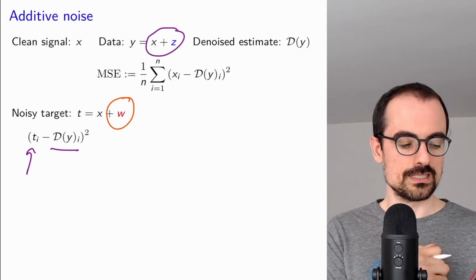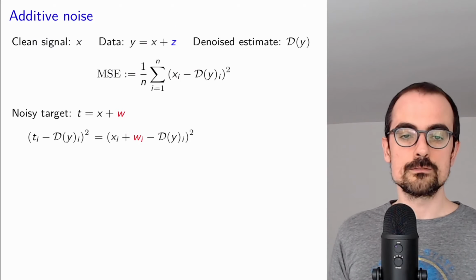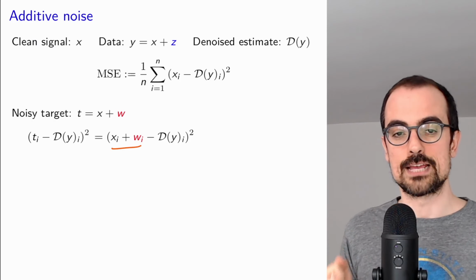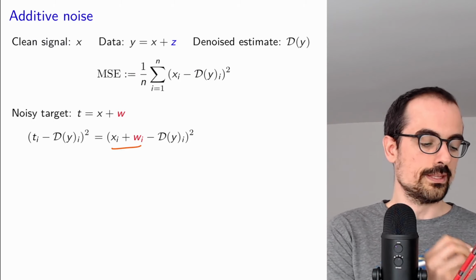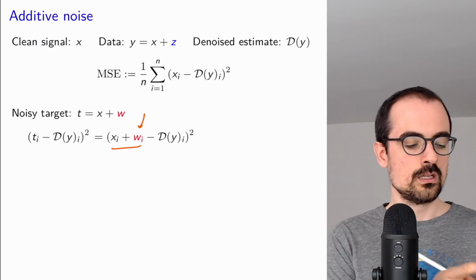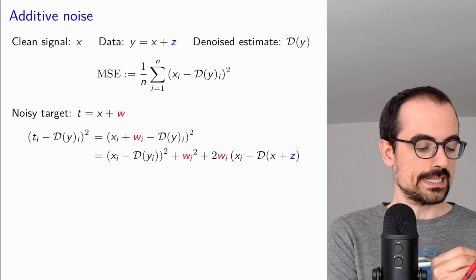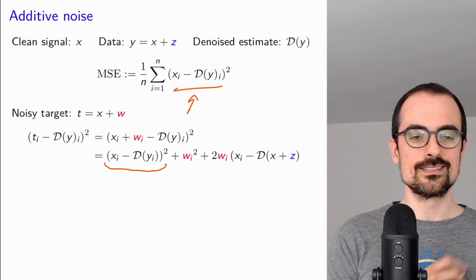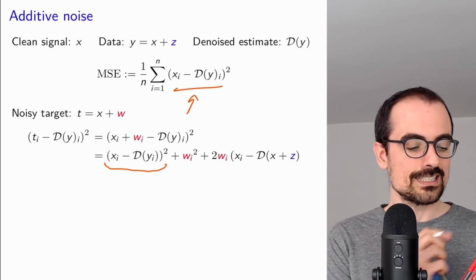Okay, this is for a specific example. We have this squared difference. We can expand it in the following way. First, we know that the noisy target corresponds to the same underlying clean image or clean signal with this different noise. We expand it, and now by expanding the squares, we get a term that looks suspiciously like what we want, the mean squared error with respect to the true clean underlying signal.